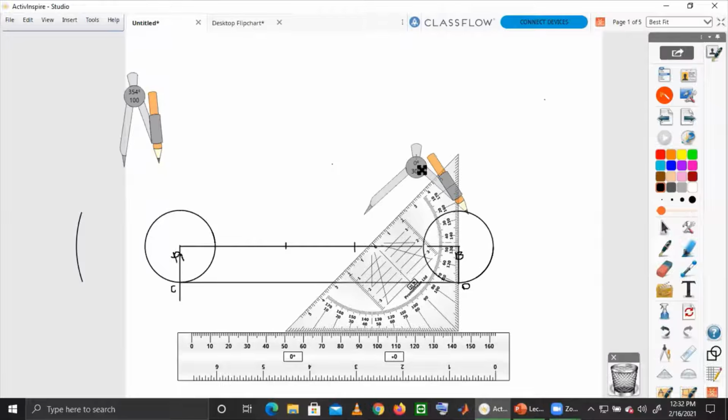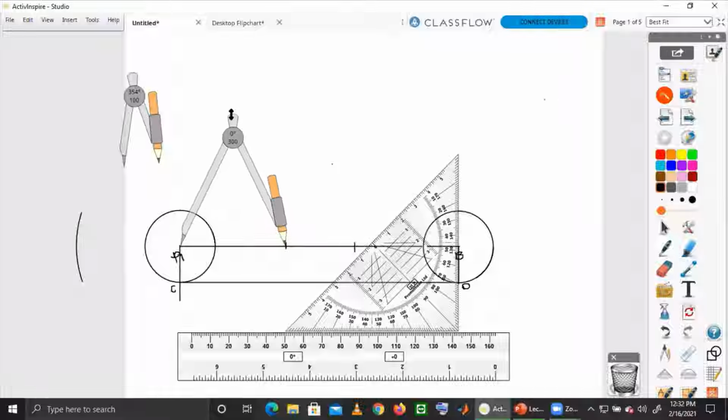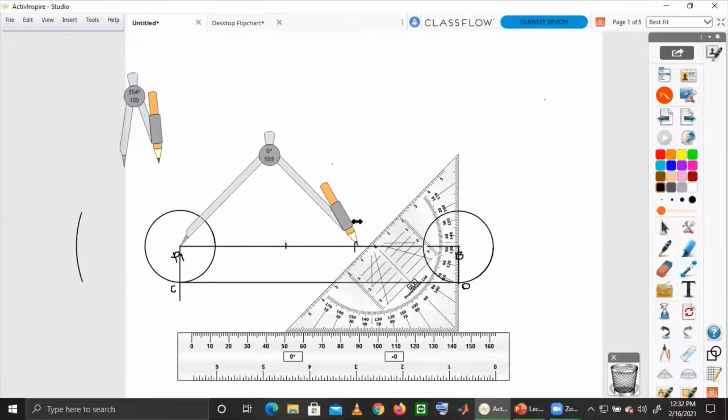Okay. So I pick my compass. I open it from point A here, but to a distance that is more than half. The current distance is less than half, so I'm going to open it more. Let me pick a bigger compass, so opening will be easier. Okay, so I'm going to open it more than half. This is way more than half, so that is easy to work with.